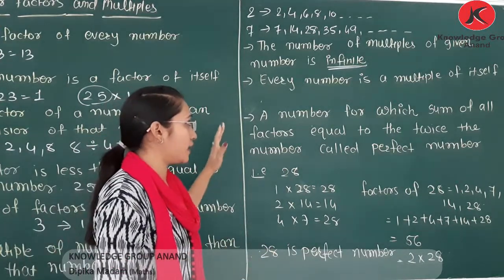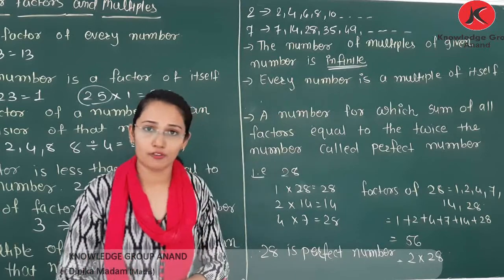That's why it is infinite. Every number is a multiple of itself.